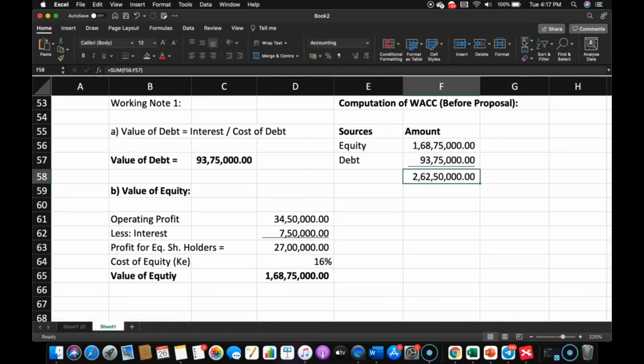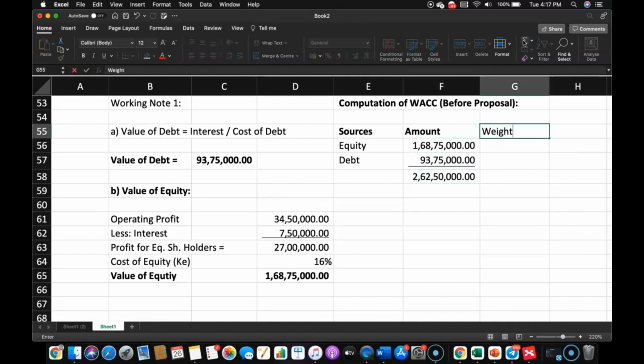Okay. Now we have to give weightage. Let's give the weight now. How do we arrive at the weight? Take the source amount divided from total. Okay, you get 0.6429. Okay, we call this as weight. The same way, take the source amount divided by total and keep it up to like 3 decimals. Okay, right. Now what we have to do?